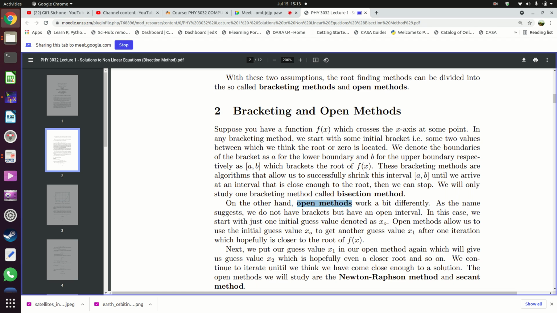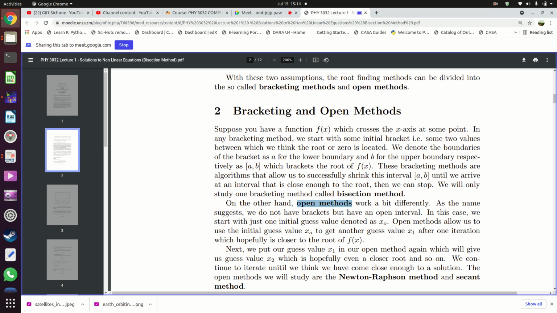With an open method, you come up with some function called an open method, and then you choose a guess value. You choose a value of x which is closer to the root. Then you put this value of x in this open method equation.